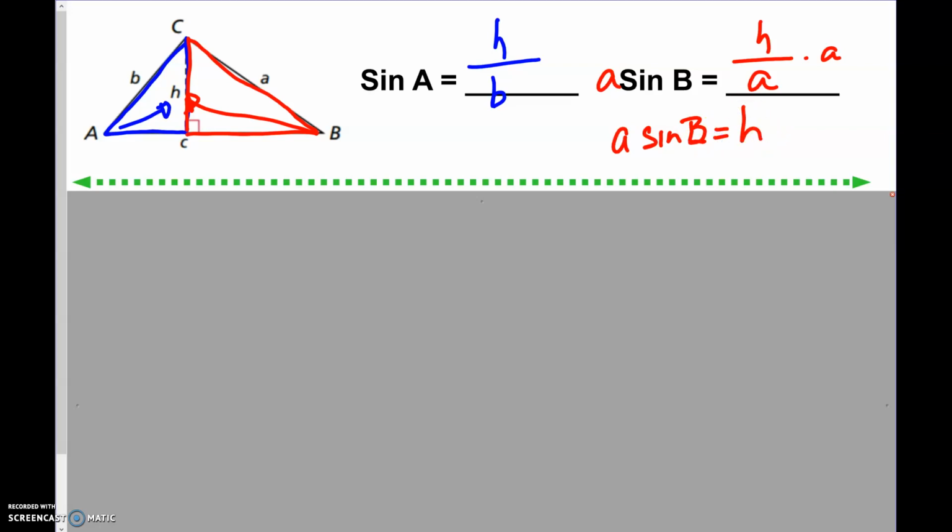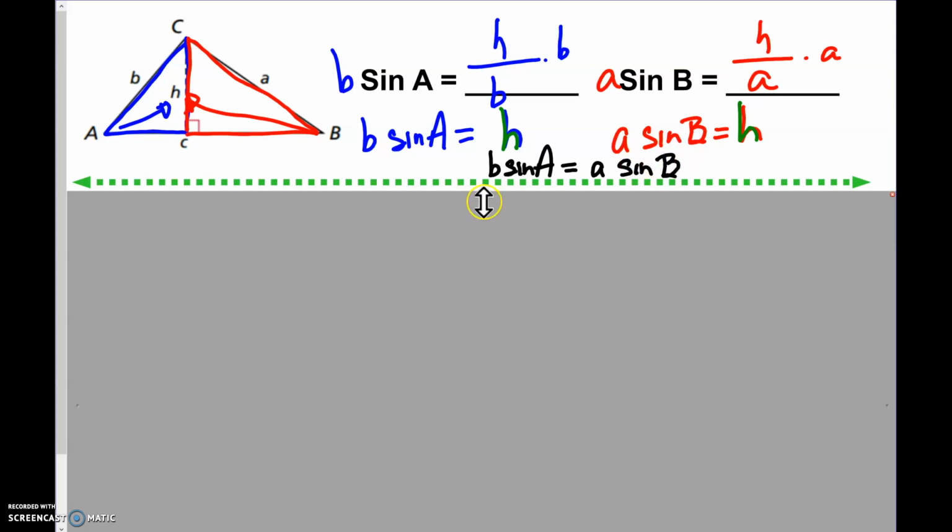And we can do the same thing on the other side, so we can multiply both sides by B. So B times the sine of A equals H. Well now, if H equals B sine of A, and H equals A sine of B, then what we can say is B times the sine of A must be equal to A times the sine of B.